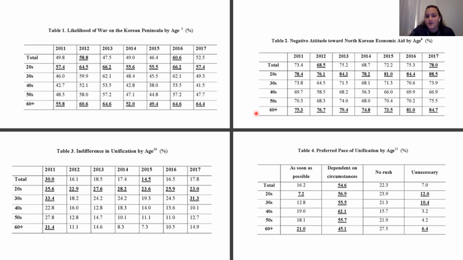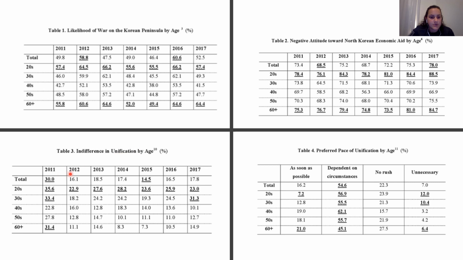People in their 20s and people above their 60s are the ones least likely to want to support the North Korean economy and help them out, because they see themselves more as separate entities, whereas people in the middle of that range are more willing to help people out.